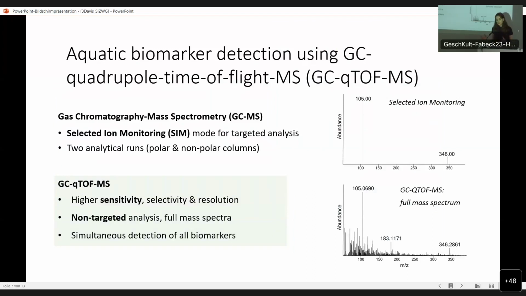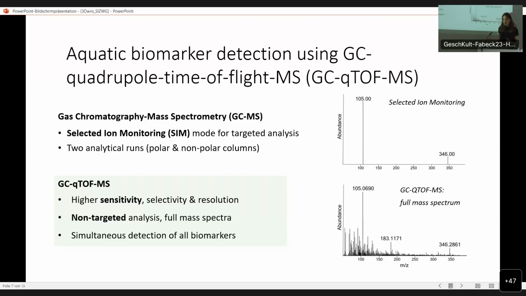So to address this, we've been working on a more sensitive method for detecting those biomarkers. And that's using an instrument called a GC quadrupole time of flight mass spectrometer. Generally, this biomarker detection is just done using gas chromatography mass spectrometry, and we use something called selected ion monitoring mode to actually target specific masses from the compounds that we're interested in. So rather than getting a full mass spectrum, you just get the masses that you told your instrument to scan for, which does work, but it could be better, basically.